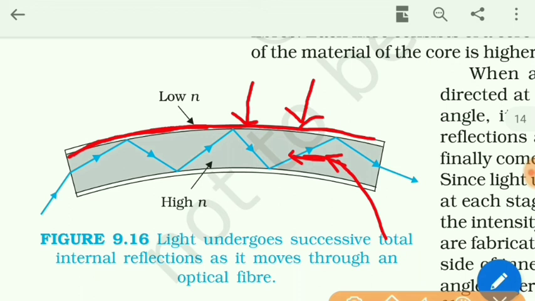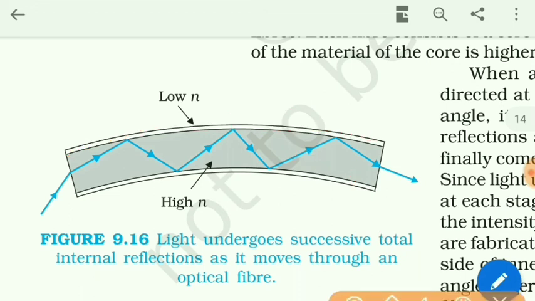So now what happens when the light enters this optical fiber, it will be incident at the surface separating two media. It suffers total internal reflection, and in this way light will travel by multiple total internal reflections, and it will emerge out from the next end. And due to total internal reflection, there is no leakage of this light.